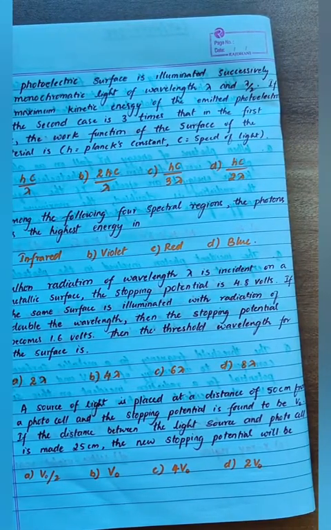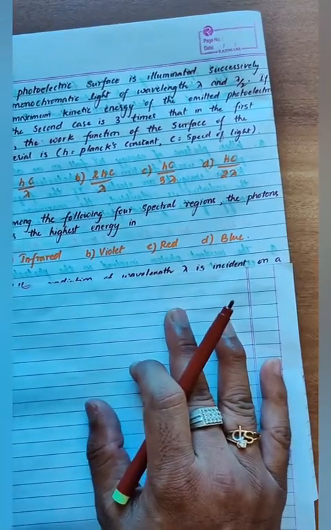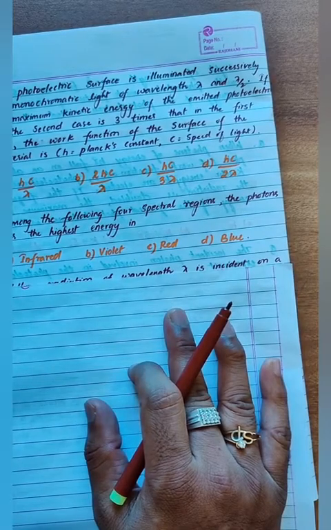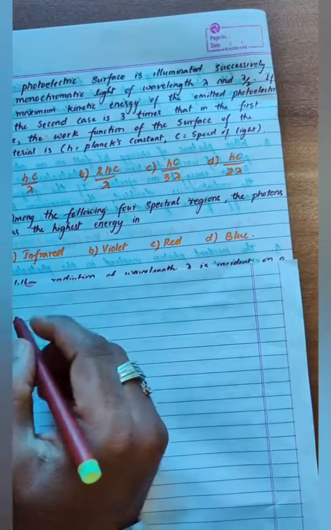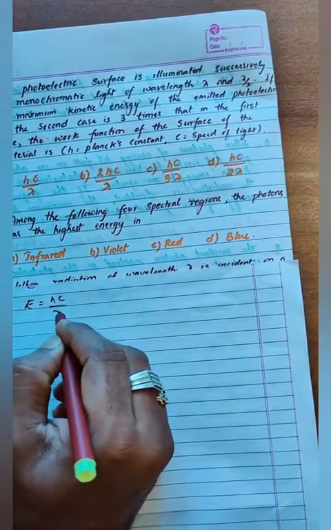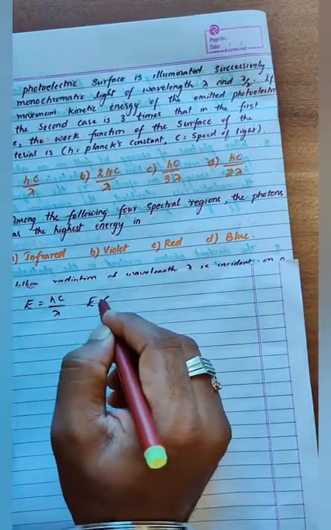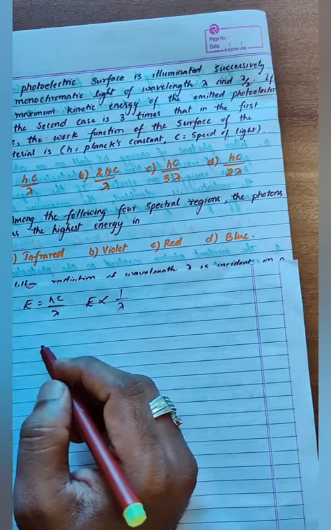Among the following four spectral regions, the photon has the highest energy in. So you should find which is having the highest energy, right? Is it infrared or violet or red or blue? Okay, we'll see. Now we know E is equal to hc by lambda. It means E is inversely proportional to the wavelength lambda.